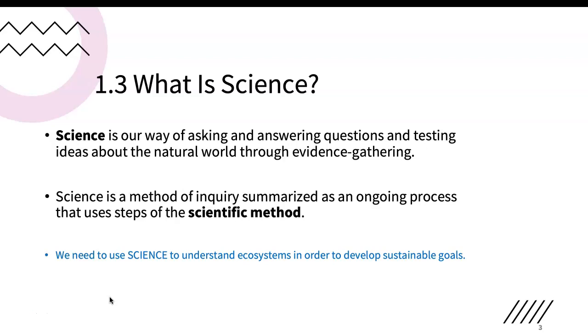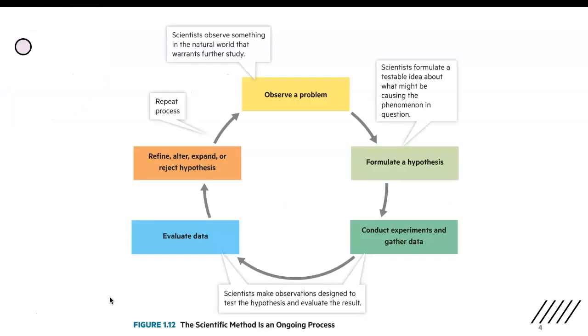So science usually starts with a problem. Unfortunately, most of the time it starts with a problem. And scientific method is a method of inquiry summarized as ongoing process. So this is a typical process of a scientific inquiry. First, we see this problem and we make our guesses.